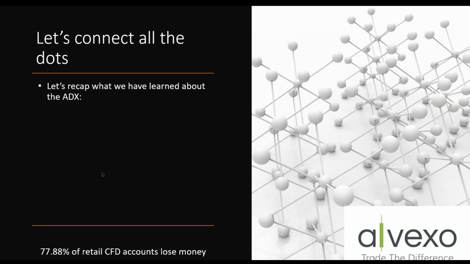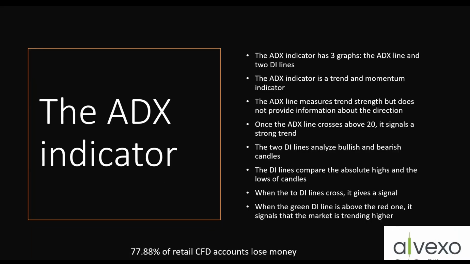So let's recap what we talked about with the ADX. The ADX indicator has 3 graphs: the ADX line, which can be combined with the 2 DI lines. The ADX indicator is a trend and momentum indicator. The ADX line measures trend, but it does not provide any information about direction. And this is what you don't want to mix up. Just because the ADX is moving upward, it would be moving upward even if there was a downtrend, because it's only telling you the momentum of the movement.